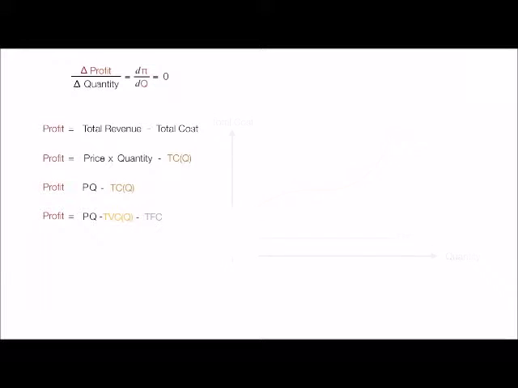So I take the change in profit divided by the change in quantity is equal to the change in price times quantity, divided by the change in quantity. Also, how does the change in total variable cost change with quantity? And finally, how does total fixed cost change with quantity? Changes in quantity.